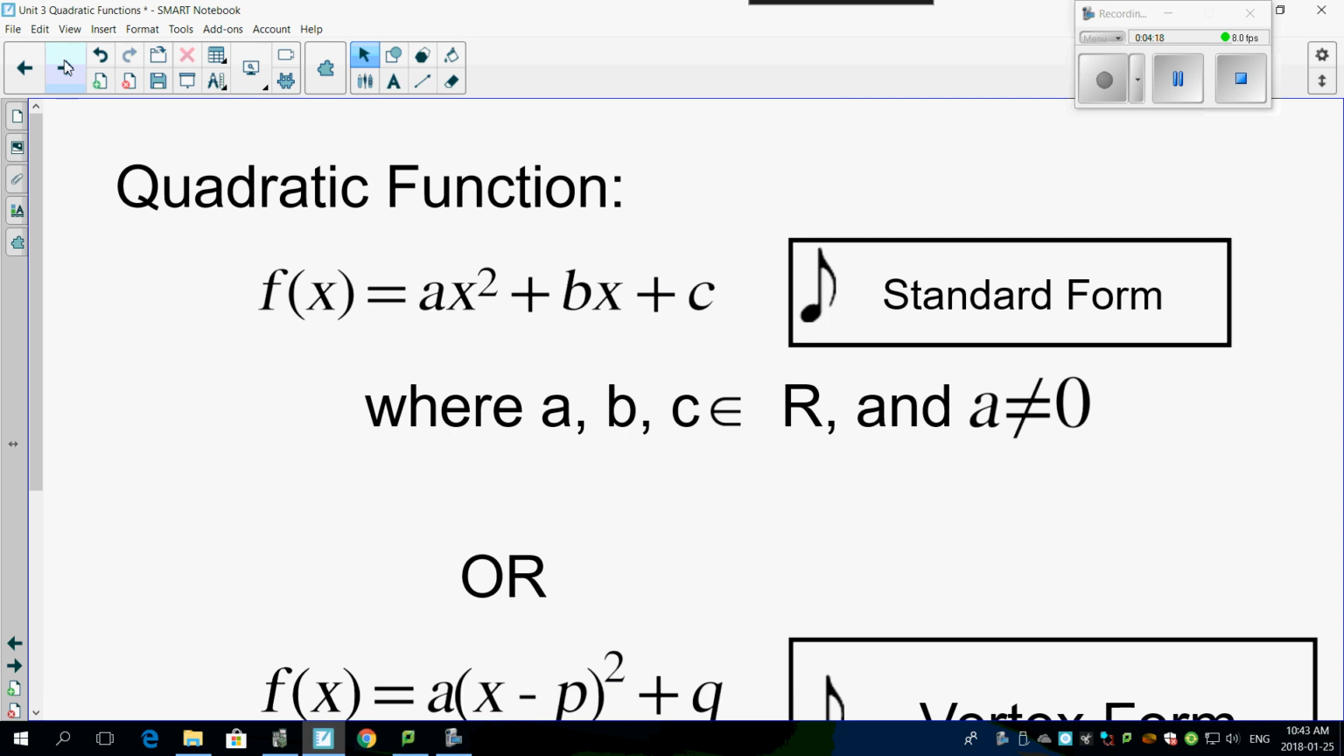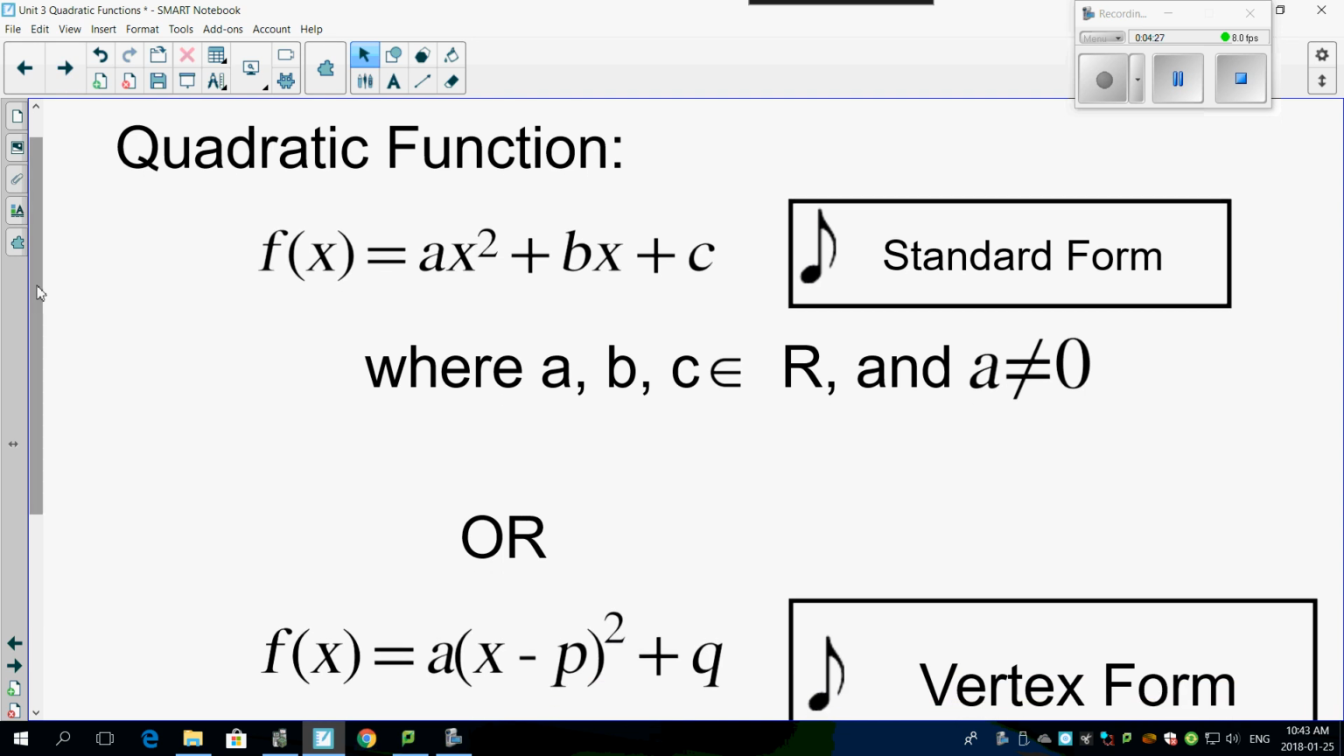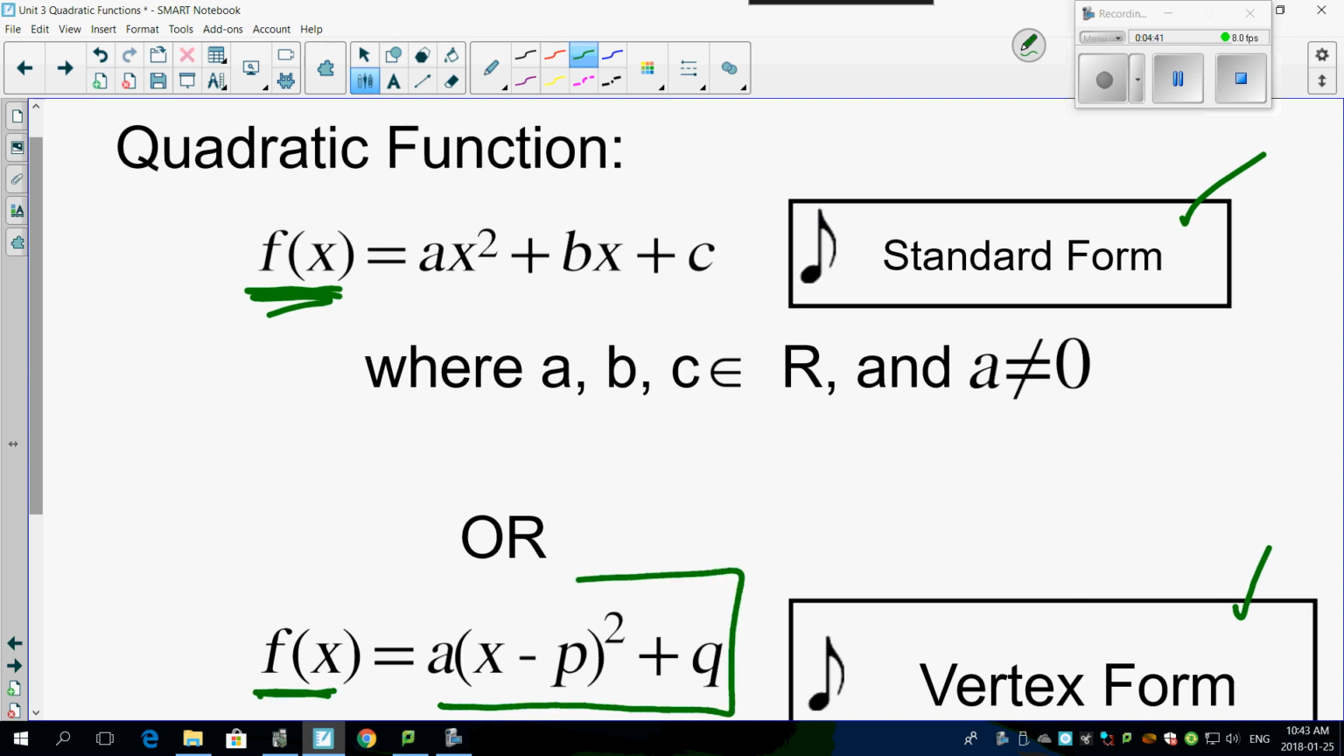Now, what is a quadratic function? Here are two different ways of looking at a quadratic function. One is called the standard form, and standard form is very important because this is functional notation. So yes, a quadratic is a function. And this is called vertex form, which is again a function, but just a different way of looking at the same thing. See what I mean? It's just a different way of looking at it, all right?